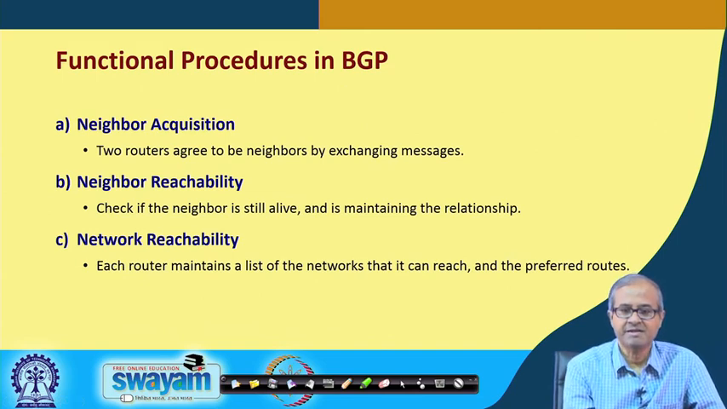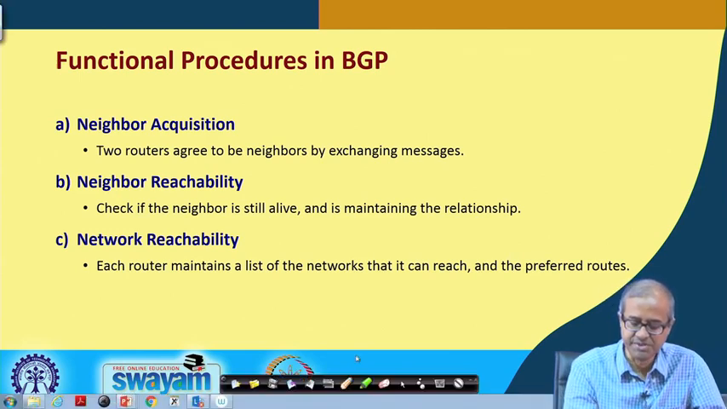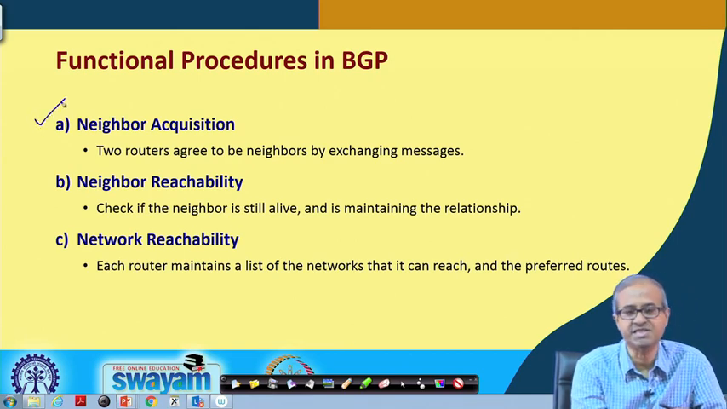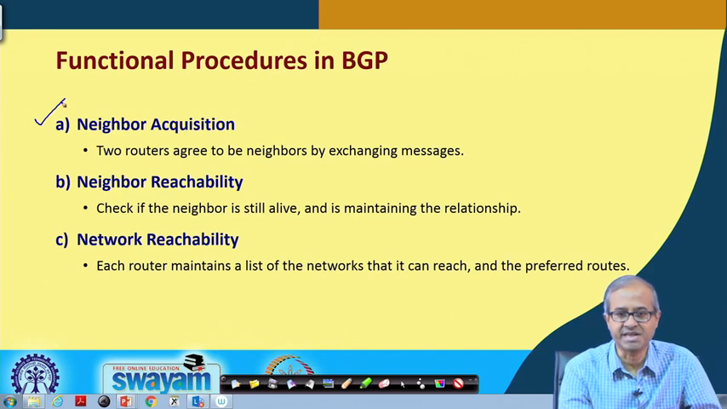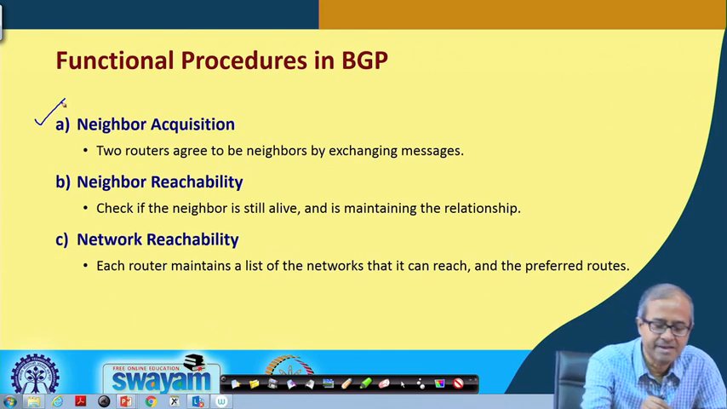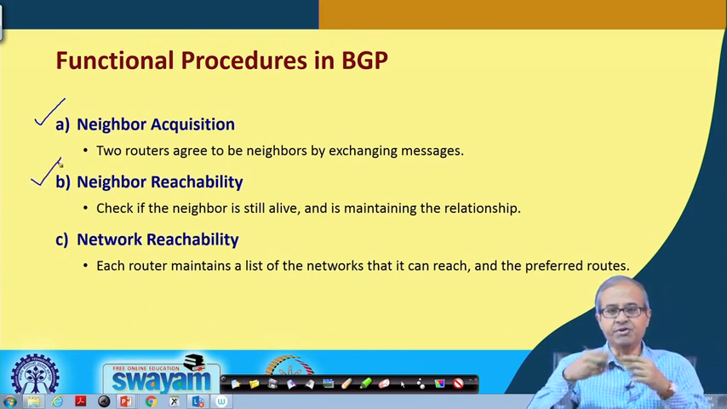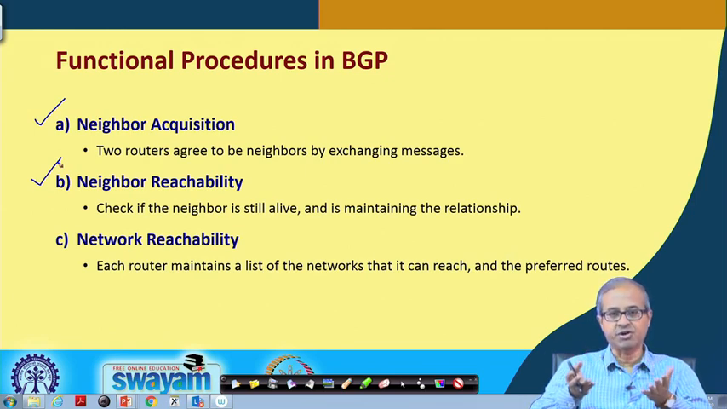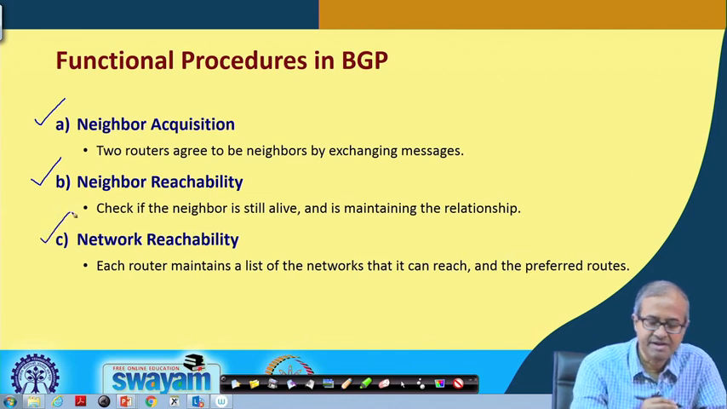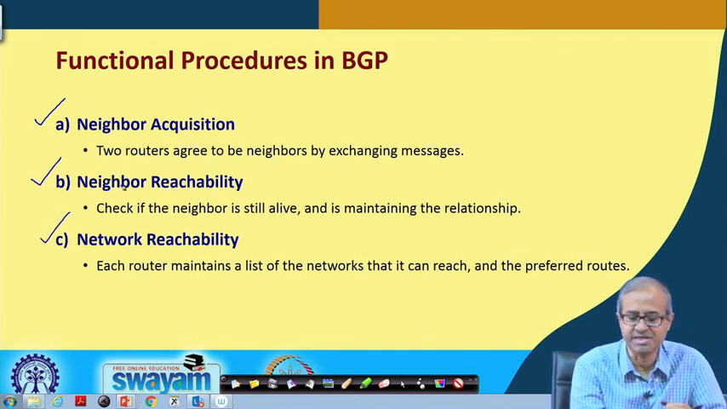Broadly speaking, there are three functional procedures in BGP, which are achieved through BGP messages. One is of course neighbor acquisition. I had said initially a neighbor connection can be set up and can be maintained through keep alive messages. Then neighbor reachability: periodically we check for the receipt of the keep alive messages. If they are not coming, it may mean that the neighbor is not reachable anymore, there is some network problem.